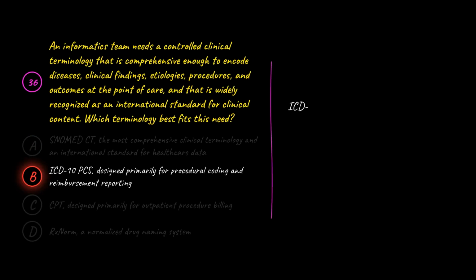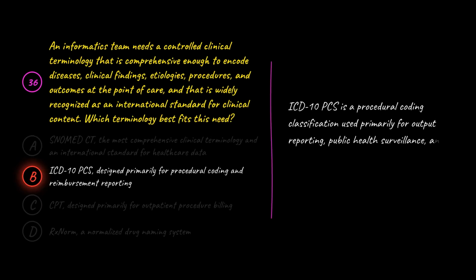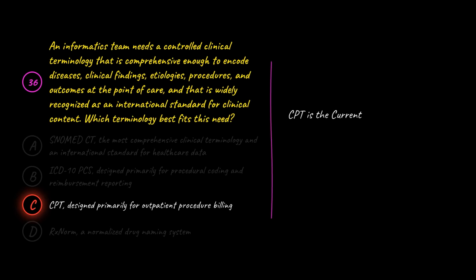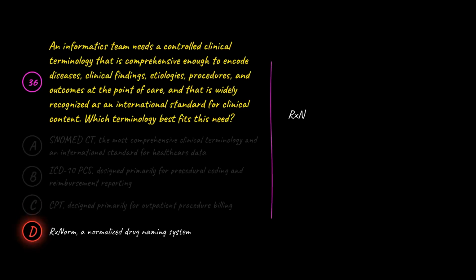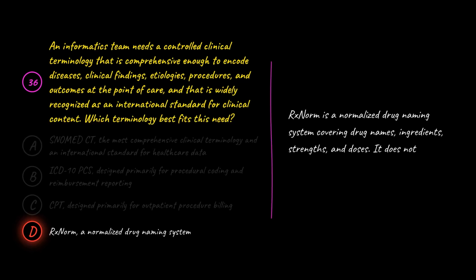B is wrong because ICD-10 PCS is a procedural coding classification used primarily for output reporting, public health surveillance, and reimbursement. It is not designed for granular point-of-care clinical content. C is wrong because CPT is the current procedural terminology used for outpatient procedure billing. It is narrow in scope and not a comprehensive clinical terminology. D is wrong because RxNorm is a normalized drug naming system covering drug names, ingredients, strengths, and doses. It does not cover diseases, findings, or procedures broadly.